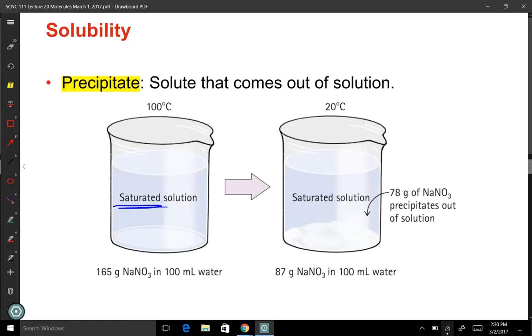Notice the amount that it can hold goes from 165 to 87. That's about half. And what happens to the rest? It precipitates as a solid. We actually call that solid the precipitate.